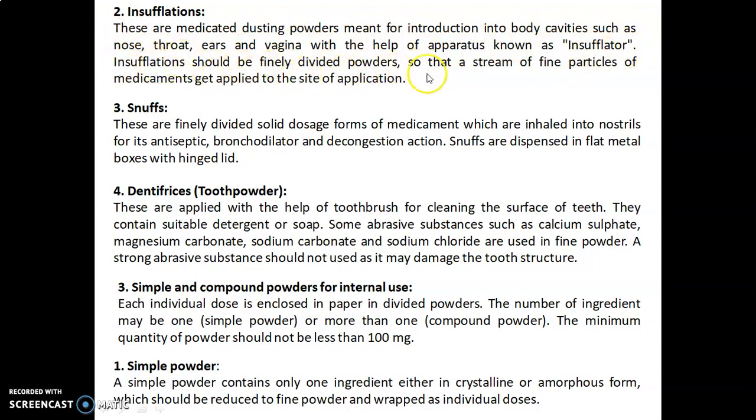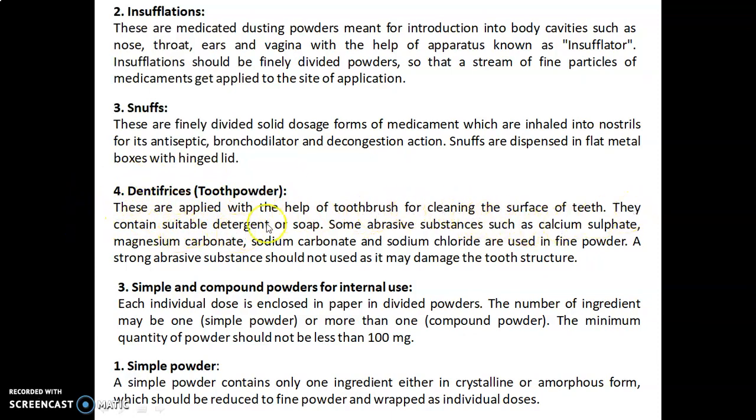Insufflations should be finely divided powders so that a stream of fine particles of medicaments gets applied to the site of application. Snuffs. These are finely divided solid dosage forms of medicament which are inhaled into the nostrils for their antiseptic, bronchodilator and decongestion action. Snuffs are dispensed in flat metal boxes with a hinged lid. Then next one, fourth class, that is dentifrices, which are tooth powders. These are applied with the help of a toothbrush for cleaning the surface of the teeth.